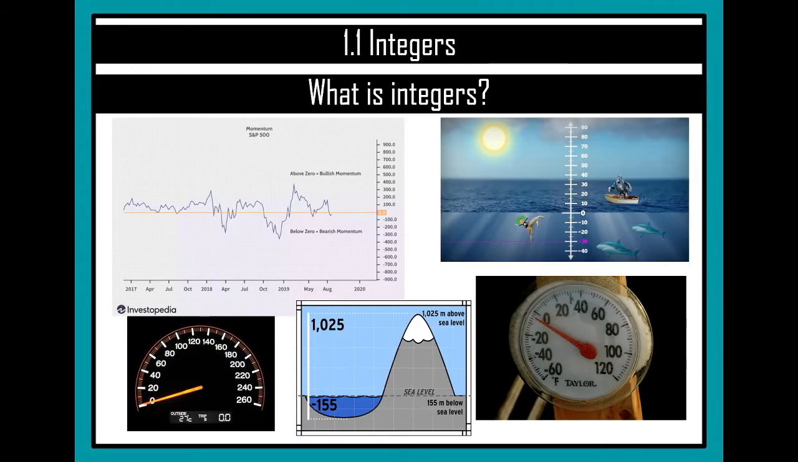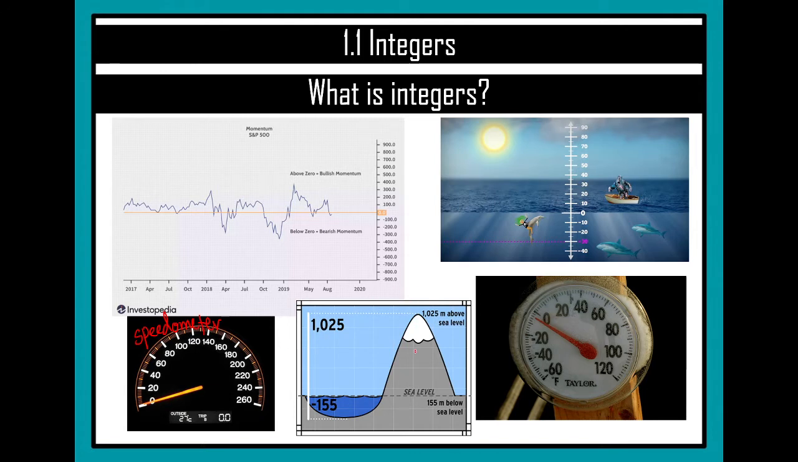Okay, what is integers? Now if you look at these pictures on the screen, you can see that there are a few examples of integers that we use in our daily life, right? The most usual one is here. It is known as a speedometer. Usually you'll find this one in vehicles, so it can be cars, lorry, motorcycles.